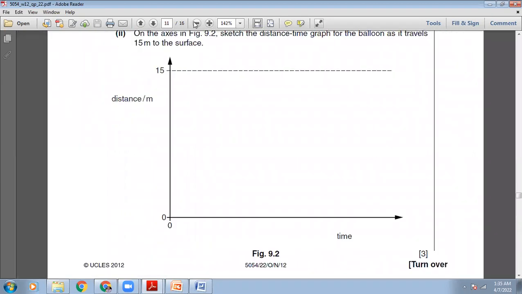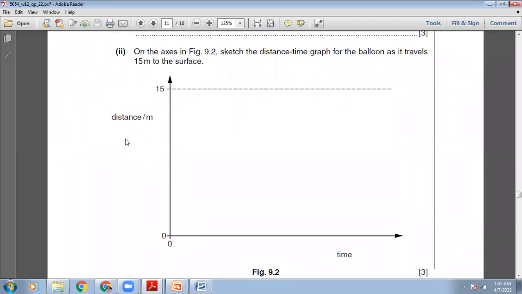Next question says, on the axis in figure 9.2, sketch the distance time graph for the balloon as it travels 15 meter to the surface. So it's a distance time graph, and the slope of the distance time graph represents the speed. So the speed of the balloon at first will be zero, obviously, and then it will increase. Because the speed will be increasing, the distance time graph's gradient should increase, and eventually the speed will become constant.